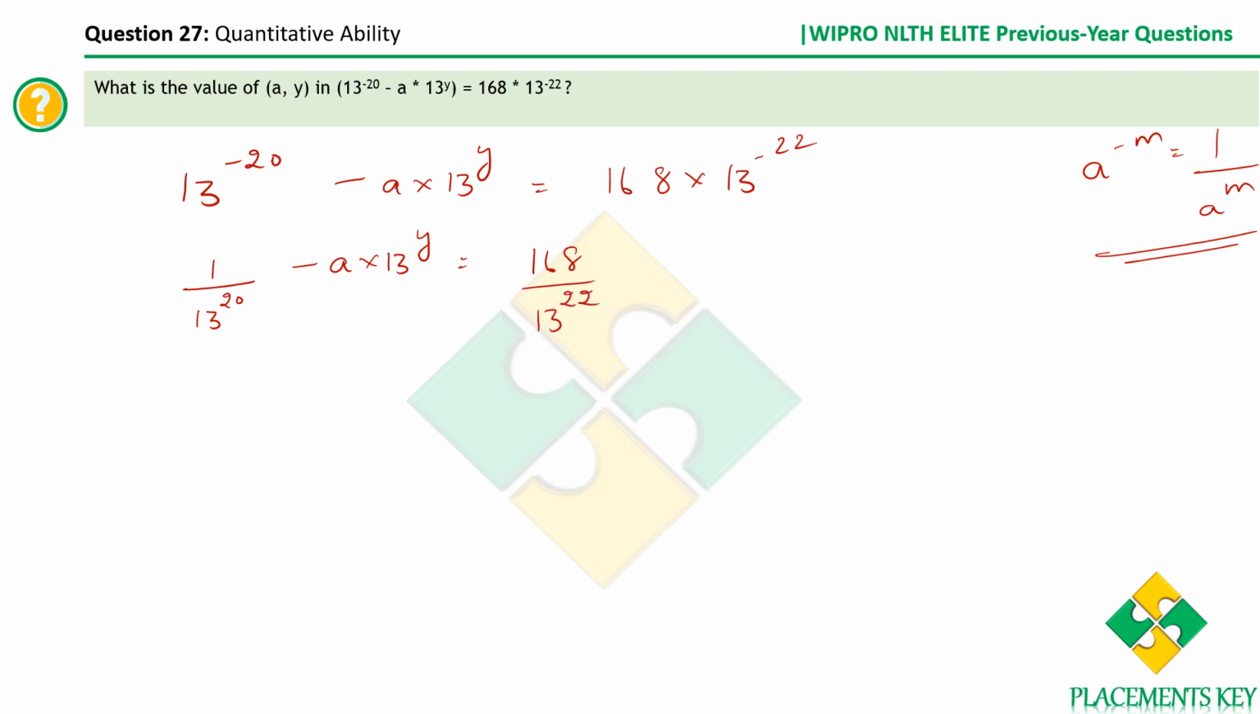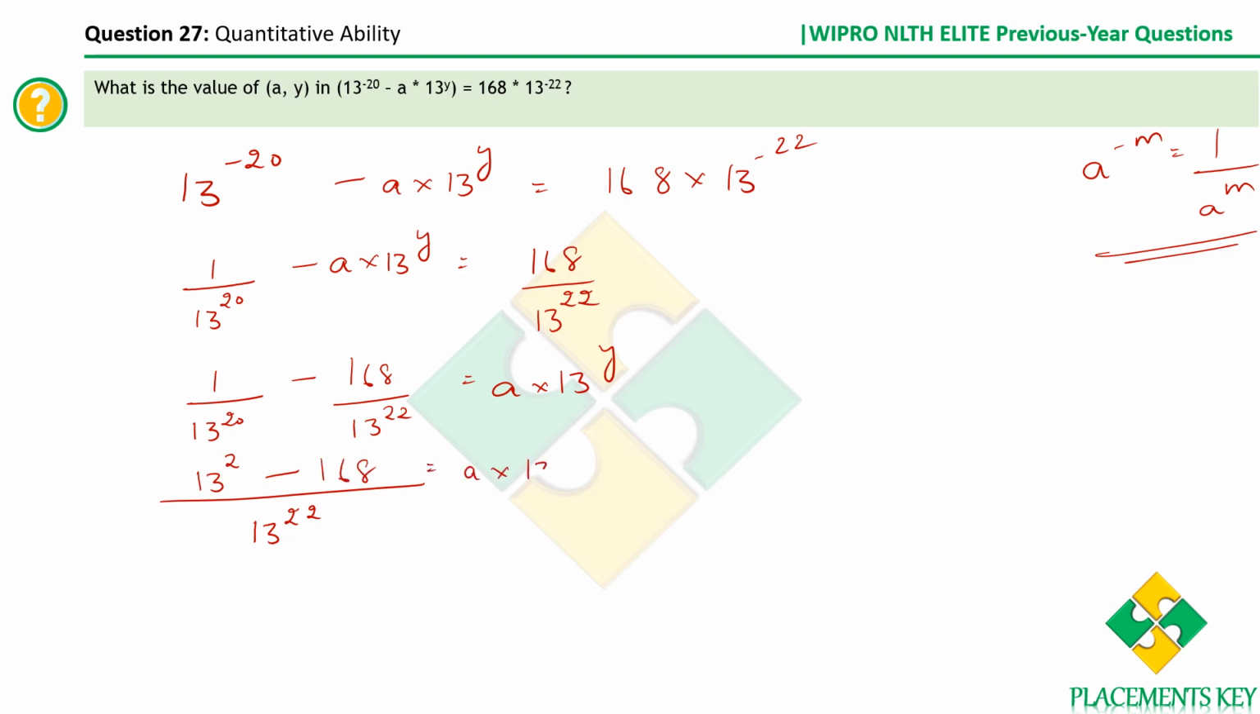Now let me transpose this to the other side. So we have 1 by 13 power 20 minus 168 by 13 power 22. This value is equal to a into 13 power y. I have just transposed the values. Now let's take LCM as 13 power 22. So what do we get? Since we only have 13 power 20, this is 13 square. Two powers get added, minus 13 power 22, it's already there, so it is 168. This is equal to a into 13 power y.